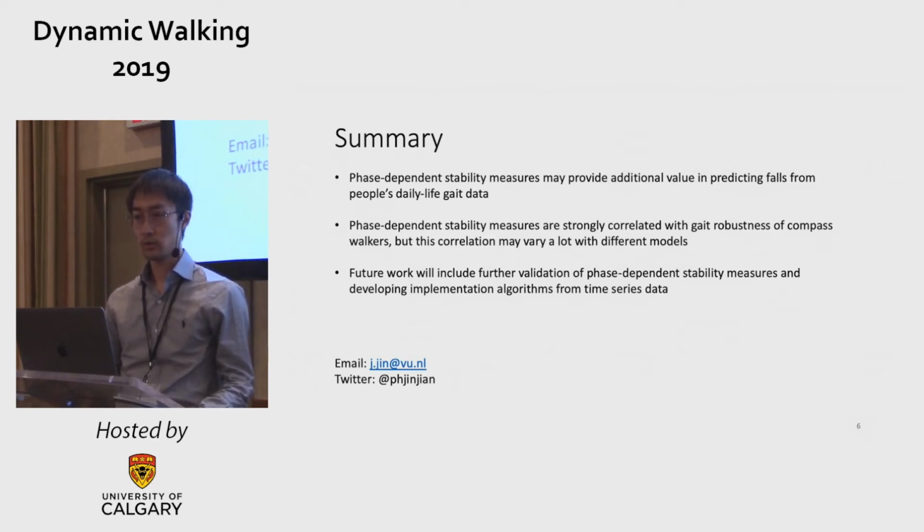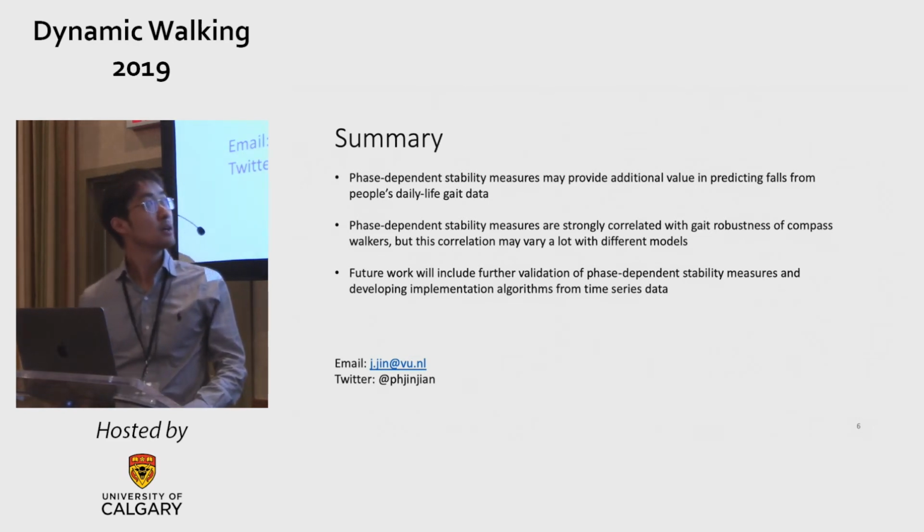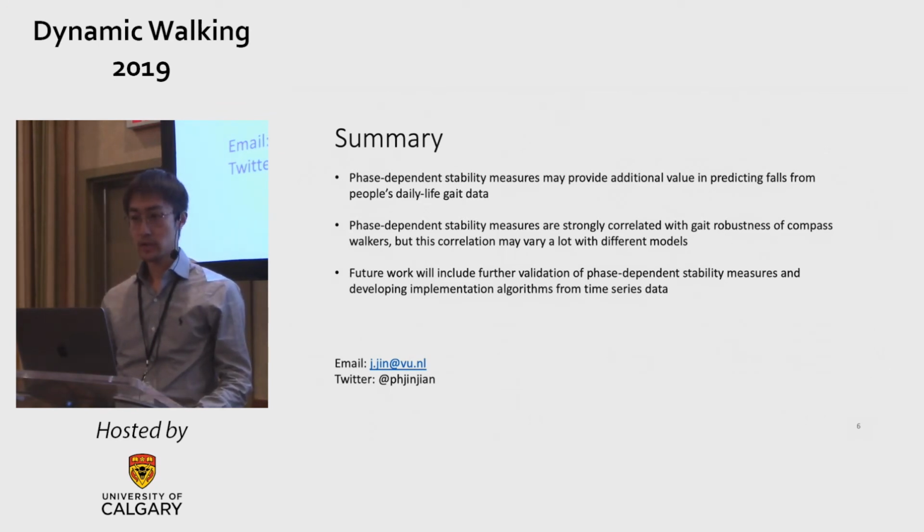Our future work will focus on further developing phase-dependent stability metrics for different models and trying to find the best phase-space representation for all models. Assuming we can find such a best stability metric, we are also going to develop implementation algorithms from people's normal walking time series data.